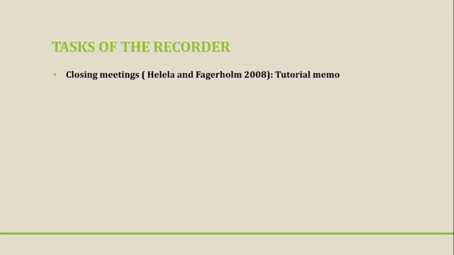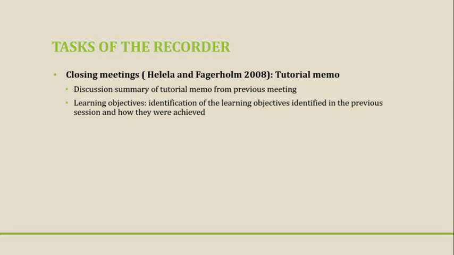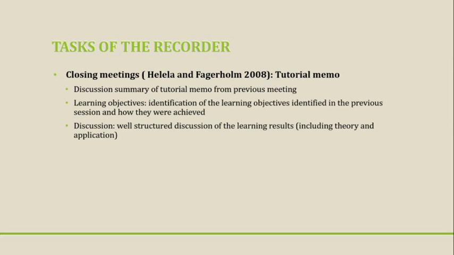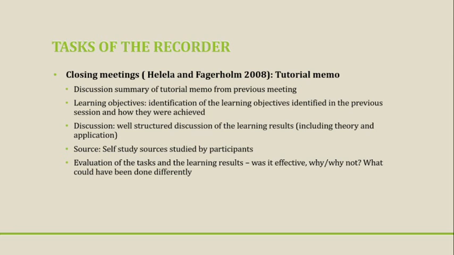For the closing meetings, the tutorial memo should contain a discussion summary of the tutorial memo from the previous meeting, the learning objectives identified in the previous session and how they were achieved. Discussion, well-structured discussion of the learning results, including the theory and application. Source, self-study sources studied by participants. Evaluation of the tasks and the learning results.